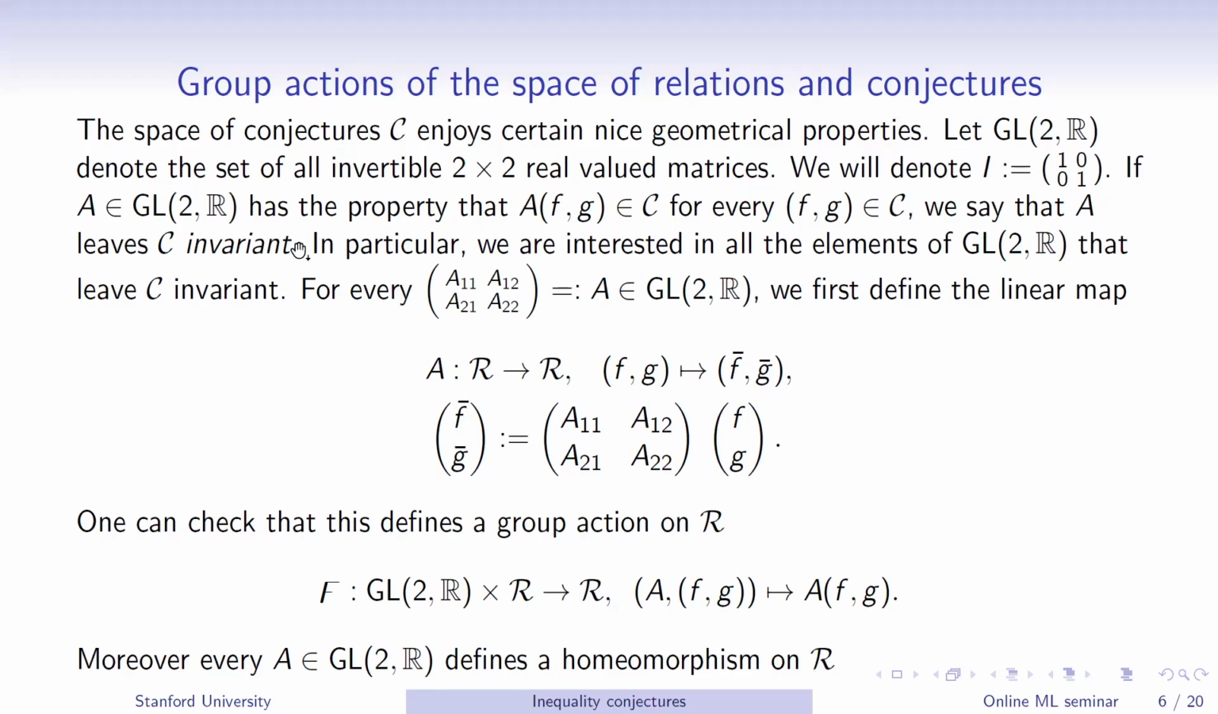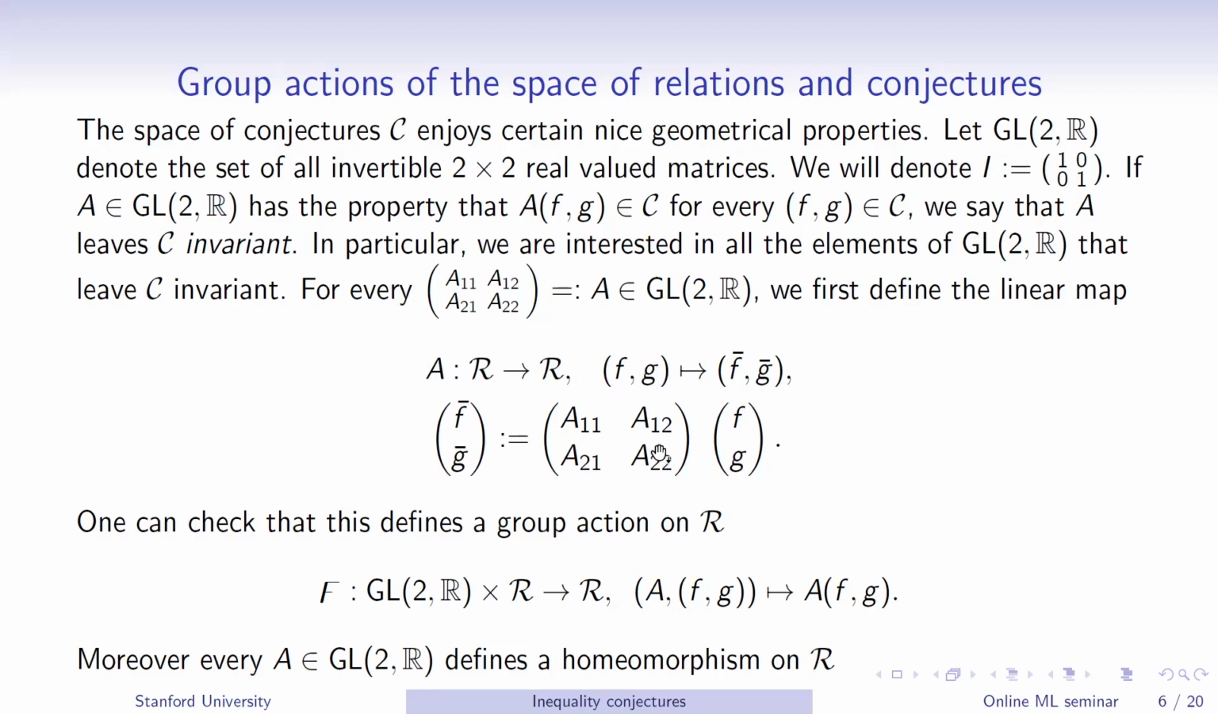These matrices have the property that if (f, g) belongs to C, we will say that a particular kind of 2 by 2 matrix, which leaves your conjecture space invariant, is C invariant. All elements of our 2 by 2 matrices will not leave C invariant, but a particular class of them will. To do this, we formally define these maps. A is a map that maps points in relations to new points in relations, and this is the exact map. This is how it acts.